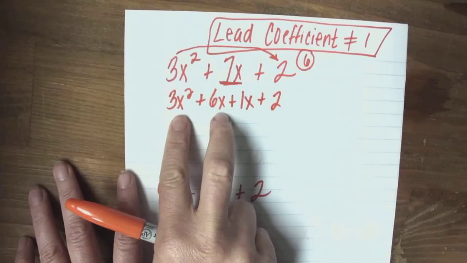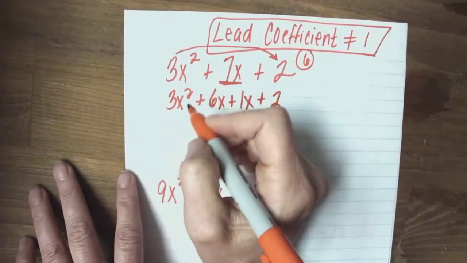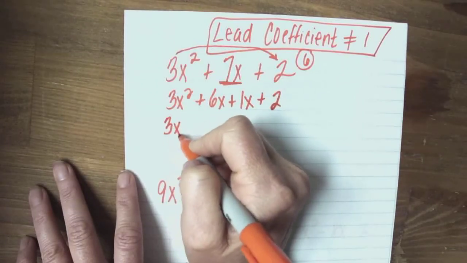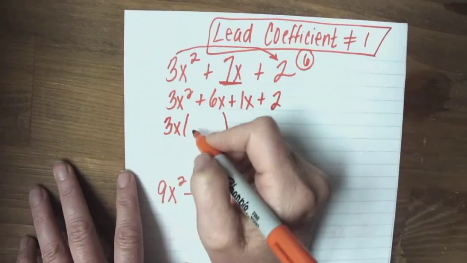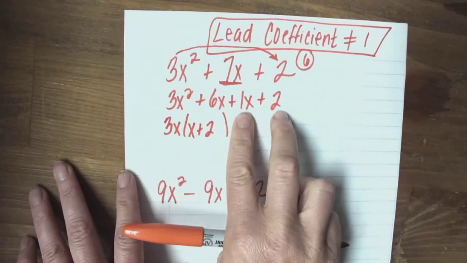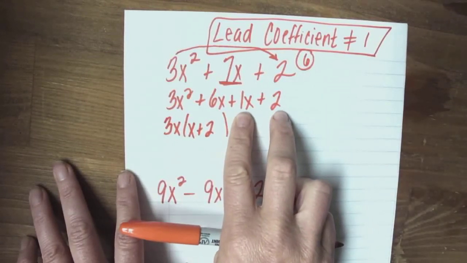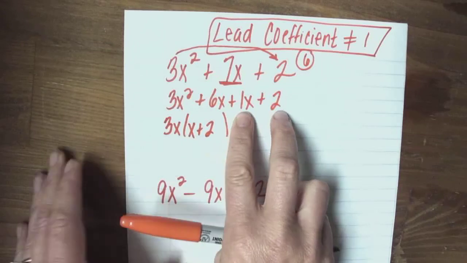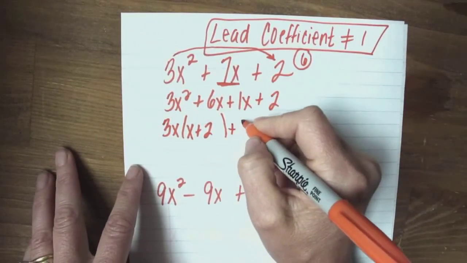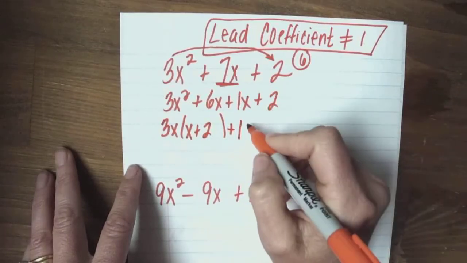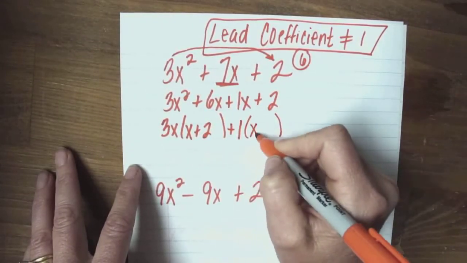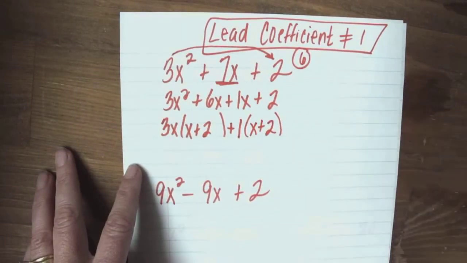What am I going to take out of the first two? Well, I think I can divide a 3 and an x into both of those. If I do that, I'm left with an x plus 2. Then I look at the last two and I think, what can I take out? Well, if I don't really see a GCF or something to take out, which I don't, I'm going to just take out a 1. Because if you divide a 1 into them, it doesn't really change. This x plus 2 would still stay x plus 2.